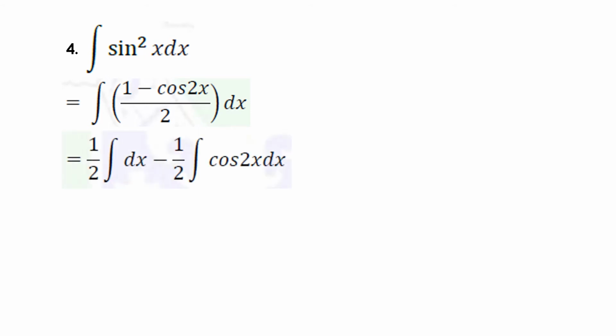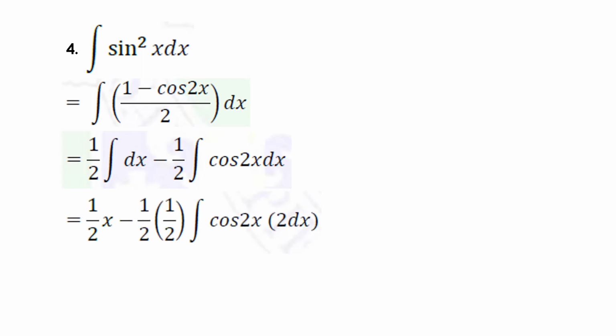If we expand, we get here negative 1/2 times the integral of dx for the first term. And for the second term, it's still negative 1/2, but it will be times the integral of cosine 2x dx. The first integral, or the first term, will be just applying the properties of integrals. So it will be 1/2 of x.